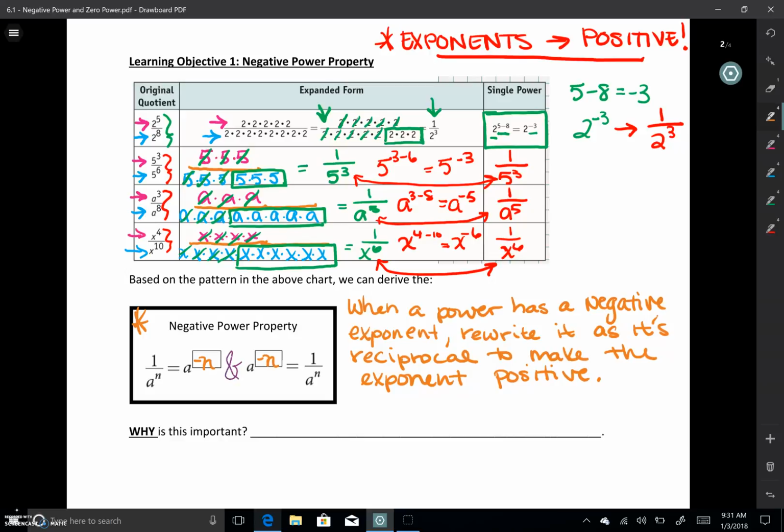Just keep in mind that also means, let's say I have 1 over a to the negative n. The reciprocal of that would be a to the n over 1. My exponent is now positive, giving me a final answer of a to the n. So it works both ways, and it's very important to remember that.